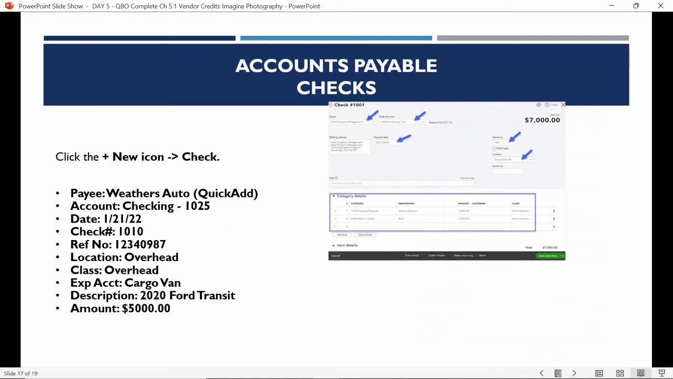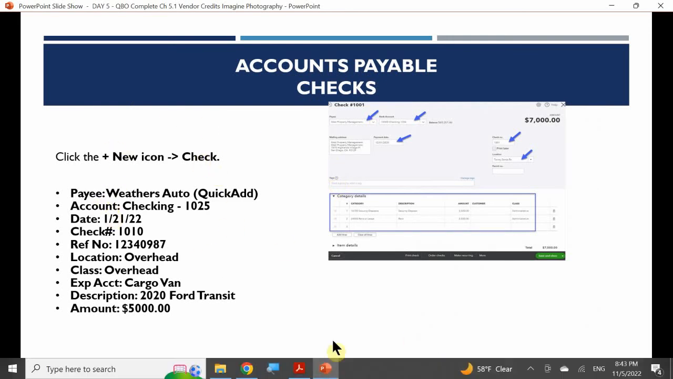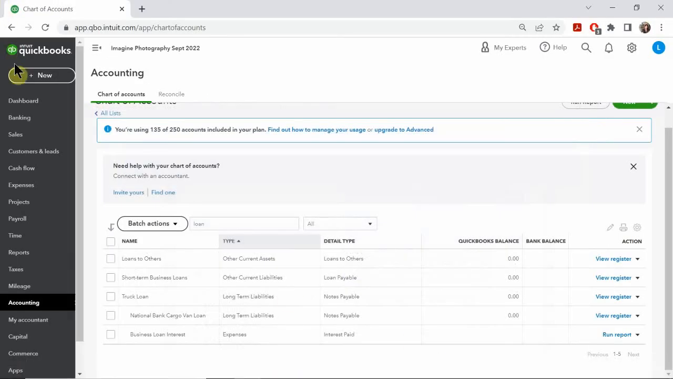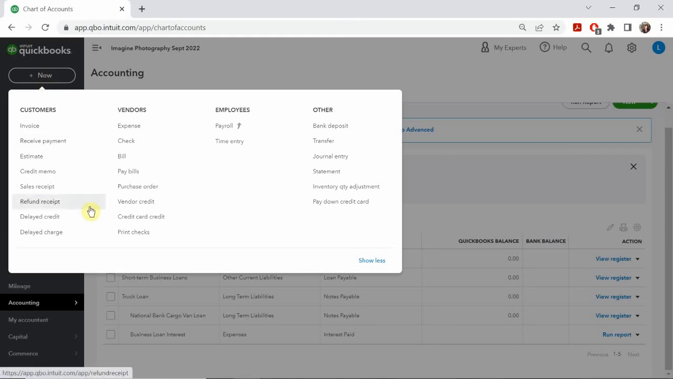So in this case, even though you didn't have to make a down payment, you still have to pay the tax on it. Here we are making a down payment, not on a truck loan, but to purchase the cargo van, and we made a payment for $5,000. This is check number 1010. We're going to use the write a checks feature to go ahead and buy the cargo van.